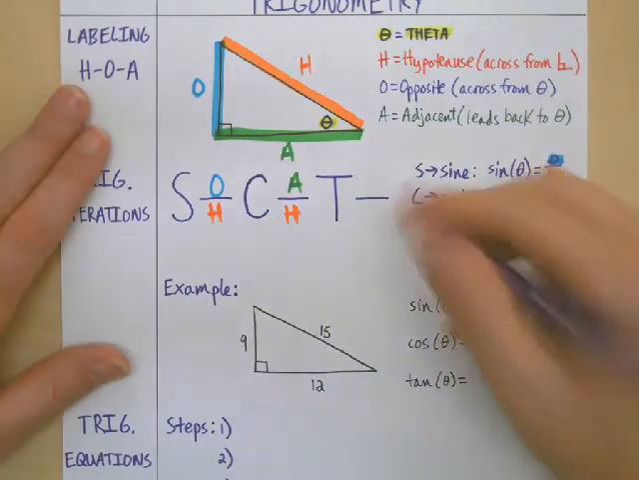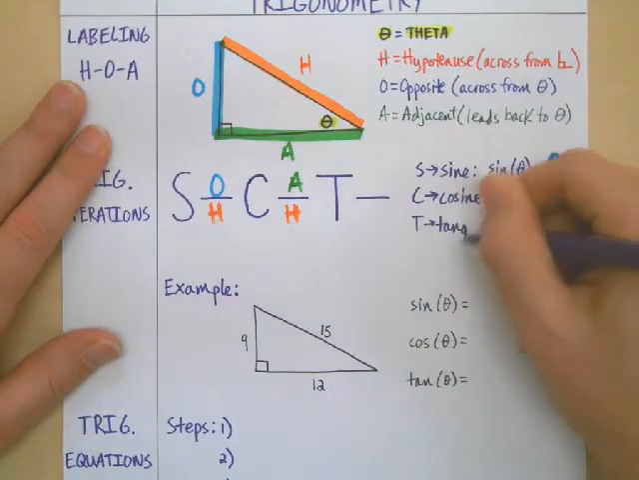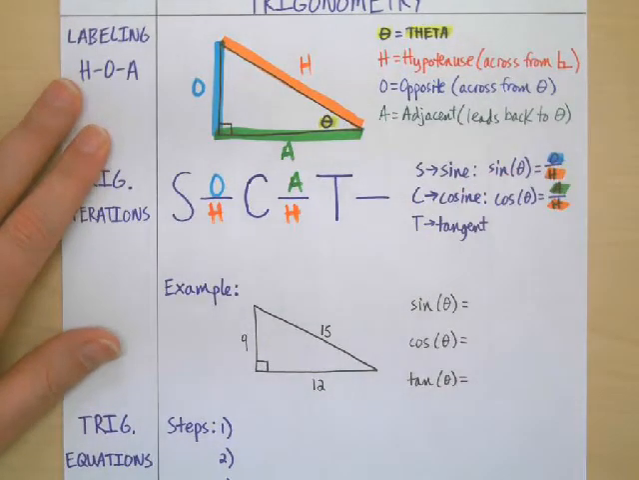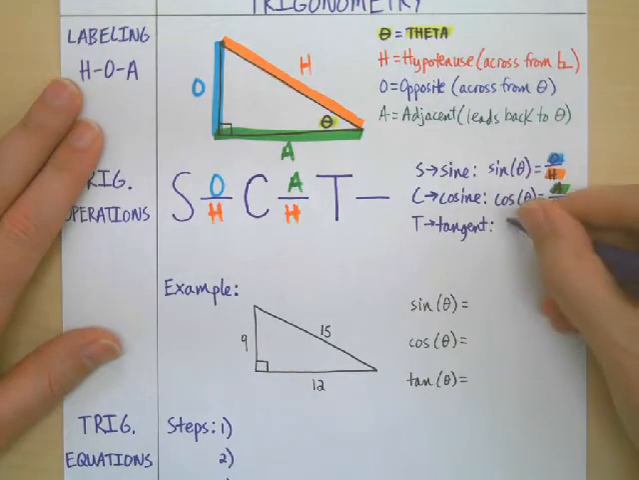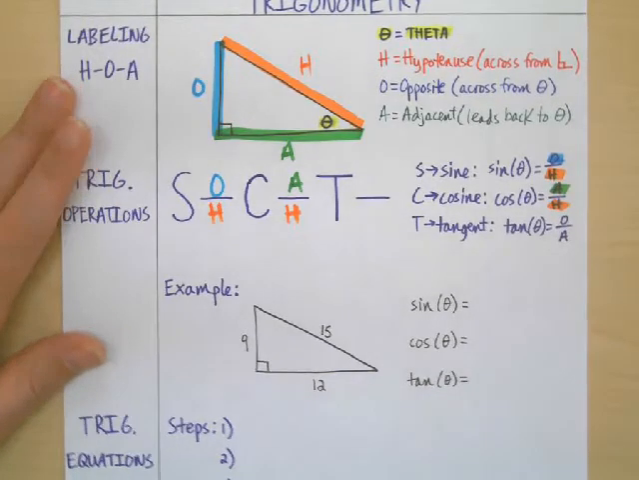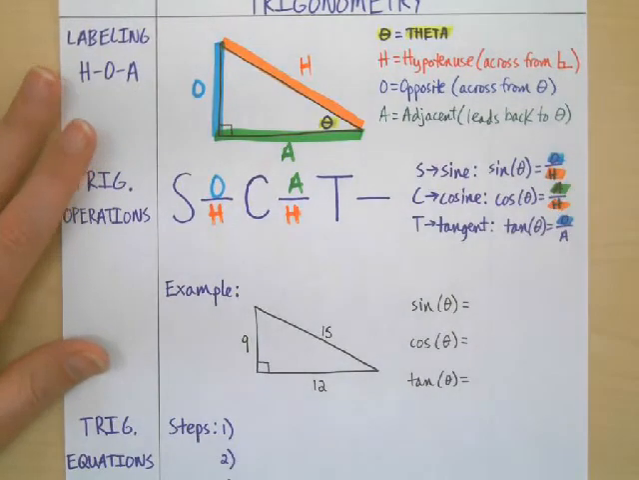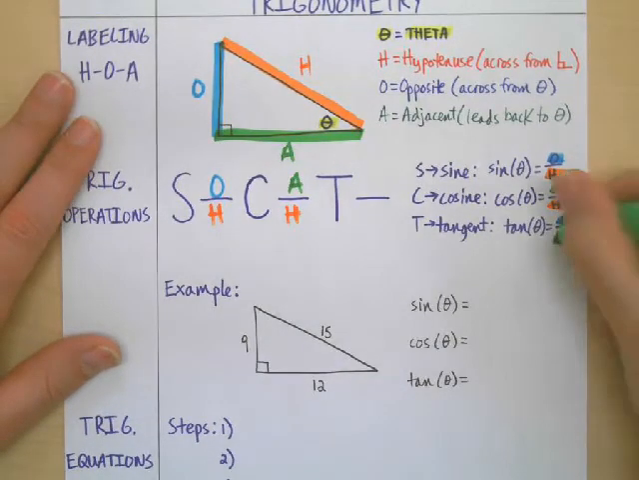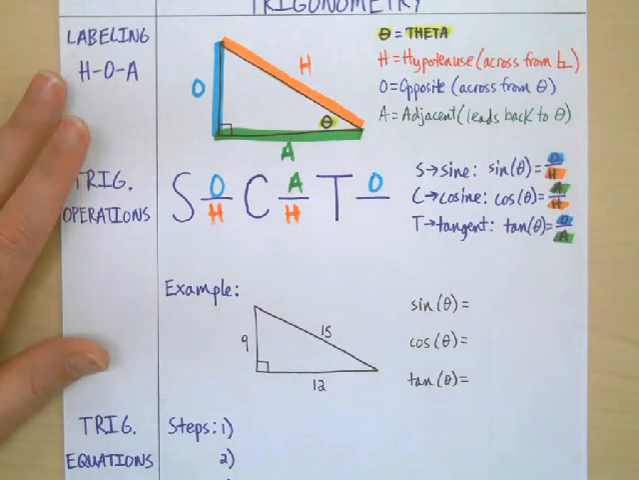And T stands for tangent, T-A-N-G-E-N-T. We abbreviate tangent with tan. Tan theta really equals O over A. Remember, O was still my blue, A still my green. Next to the big T, I'm going to write O over A.